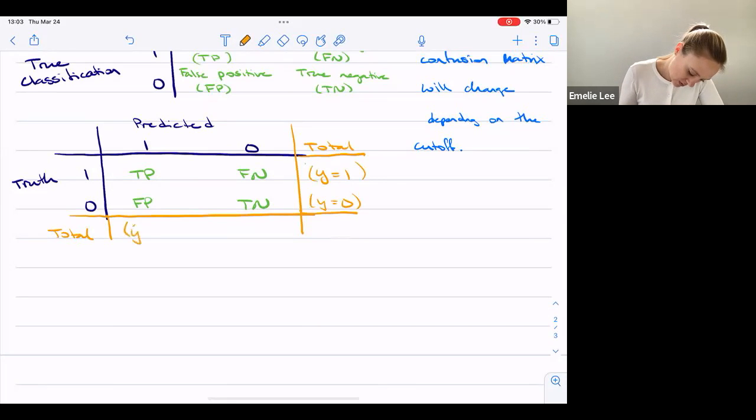Here, I'm going to call this y hat equals 1, right? Because y hat is still the predicted outcome. And then y hat equals 0.